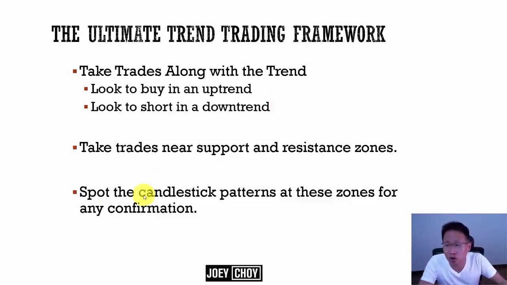So next one, you want to take trades near the support and resistance level, all right? So we have horizontal support and resistance levels. So that's where we spot any of those candlestick patterns happening at these zones. That's where we want to give a bit more weight to it. And that's where it can potentially lead to a reversal or more strength and all that, like what we have covered in the case study.